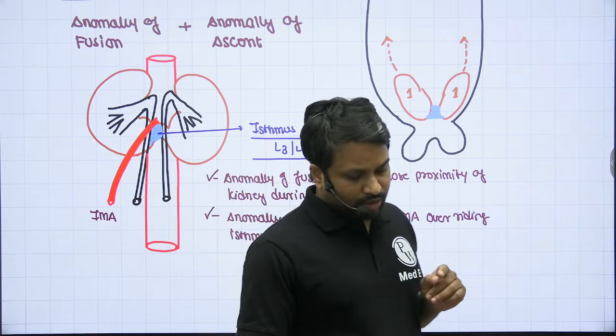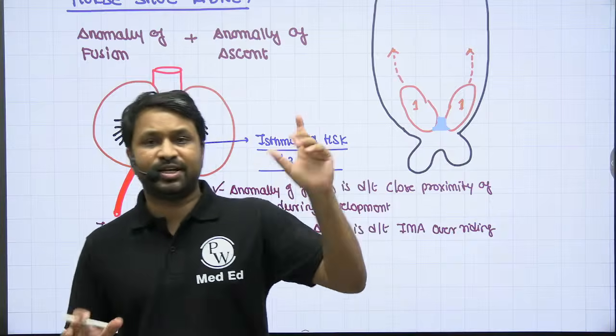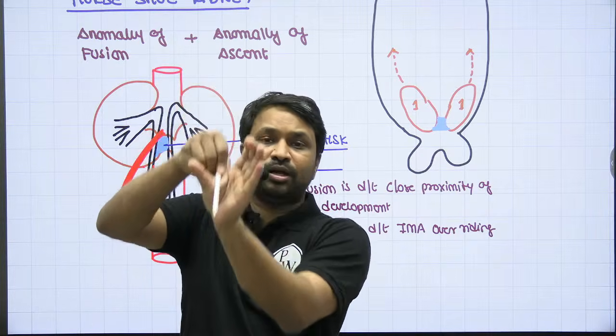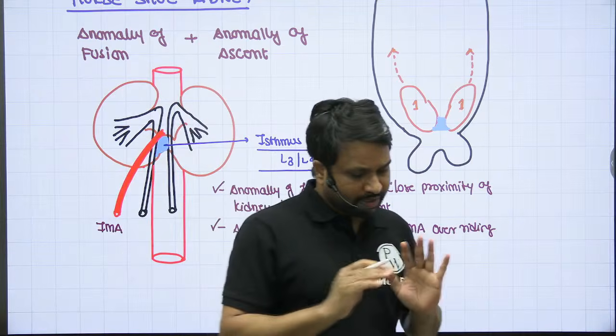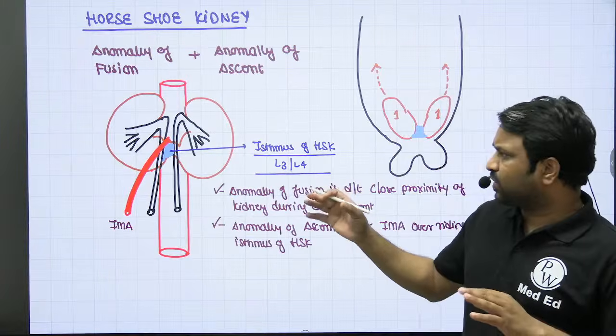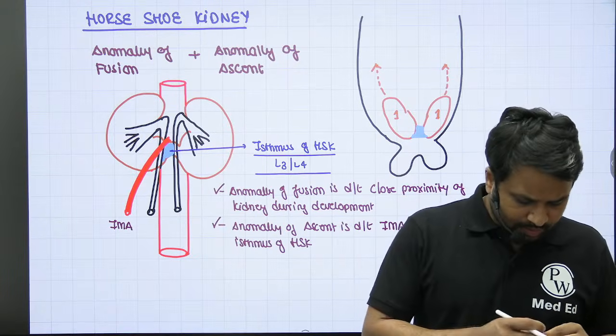Continuing our discussion, we have the anomaly of fusion because of close proximity. Anomaly of ascent is prevented. So it is the horseshoe kidney and this is your inferior mesenteric artery. It is not allowing the horseshoe kidney to rise up, okay, as simple as that. Now, when they ask you, we all understand this is all about horseshoe kidney. We do understand that it is not able to ascend upwards, right?